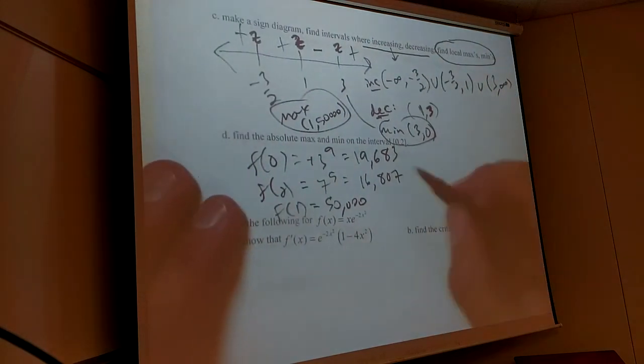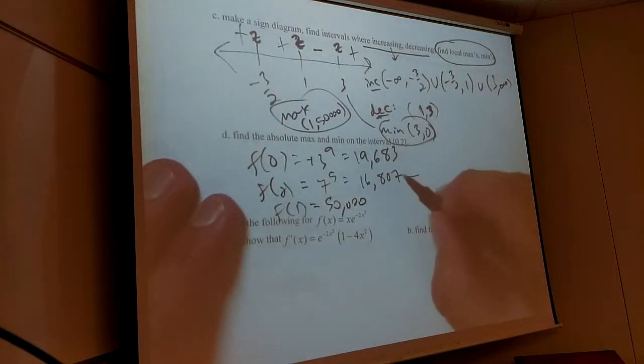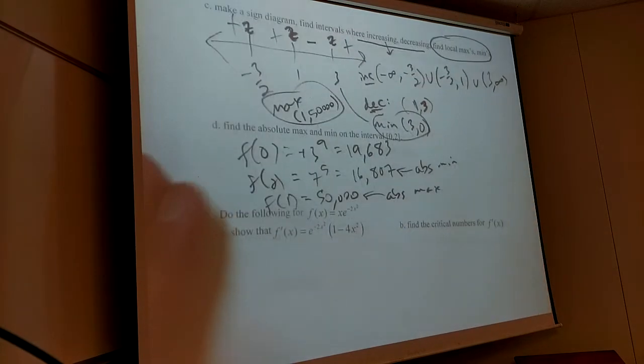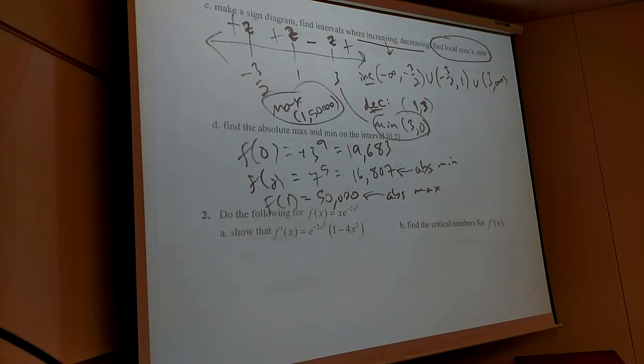So there's an absolute min there, and an absolute max there. On that interval. So the function can get lower than that, but on that interval, that's where the absolute min is.